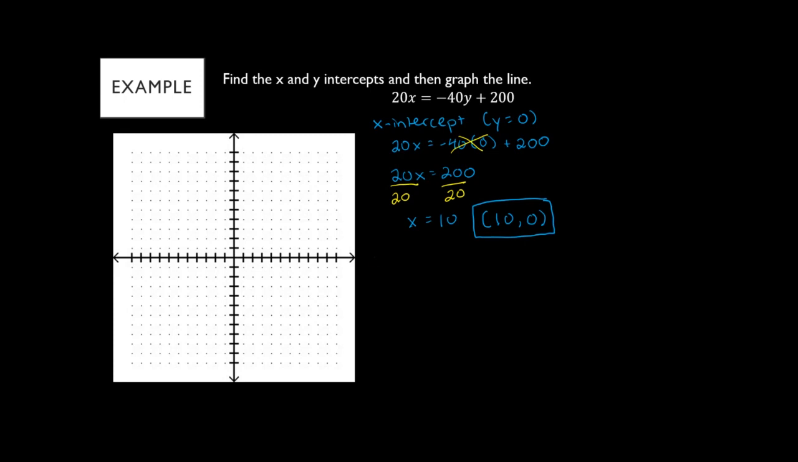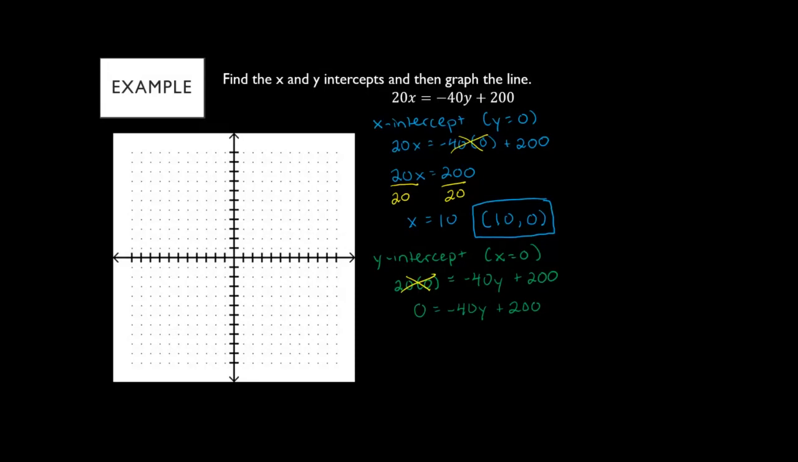Next, we want to find the y-intercept. So x is equal to 0. So I'm going to have 20 times 0 equals negative 40y plus 200. So 20 times 0 is 0. So we have to write 0 on the left, equals negative 40y plus 200.